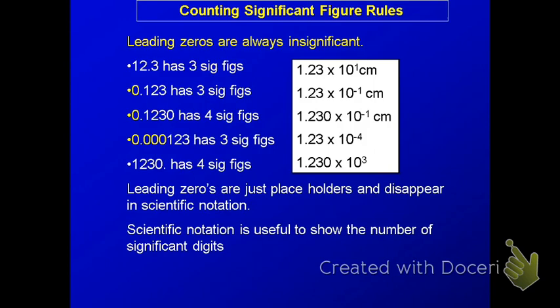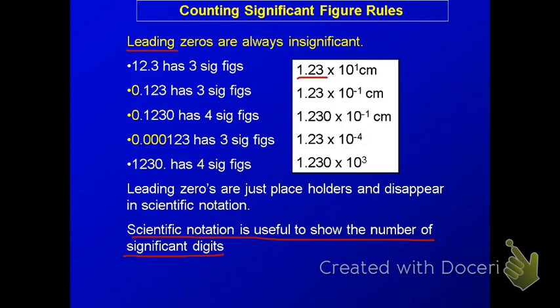Leading zeros are always going to be insignificant. If we have no leading zero, then we have 3 significant figures. We rewrite it in scientific notation as 1.23 times 10 to the first. Scientific notation is useful to show the number of significant digits.